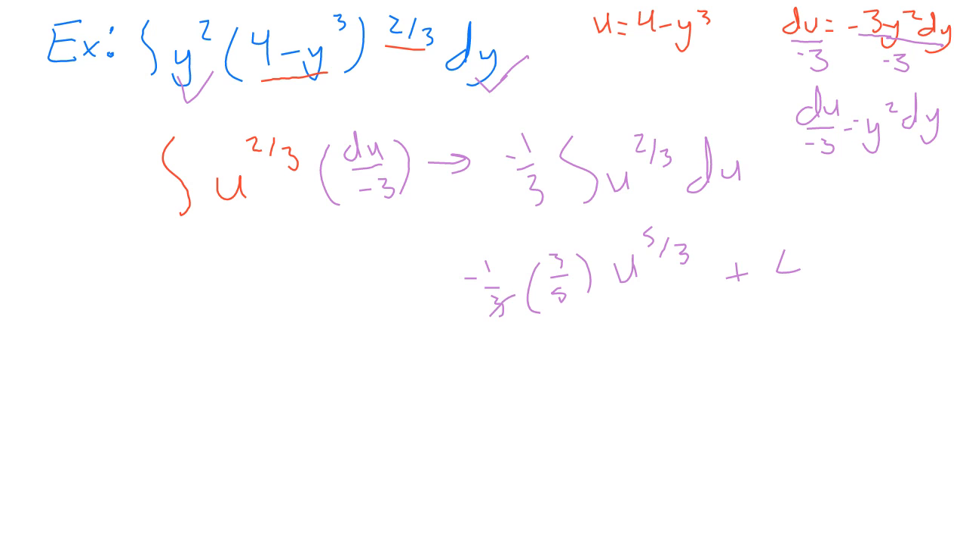Then we cancel out these 3's to get negative 1/5 u to the 5/3 plus c. And we just plug in our u, so negative 1/5 times 4 minus y cubed to the 5/3 plus c. And we are done.